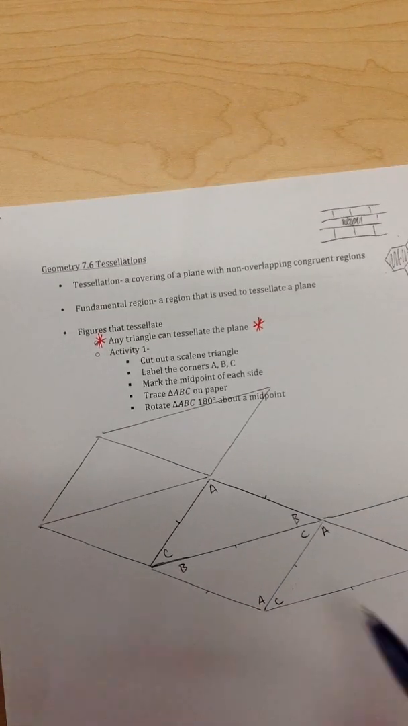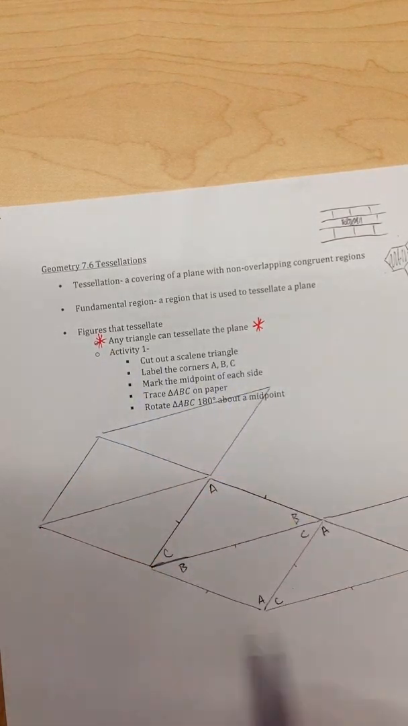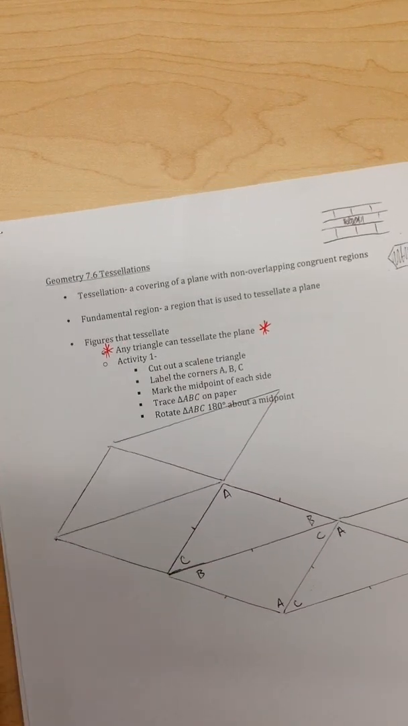So what we can get out of that is any triangle, because we all cut out different ones, can tessellate the plane. So any triangle, scalene, right triangle, isosceles, those would all fill up this entire space and there would be no gaps. Okay, let's try another one here.